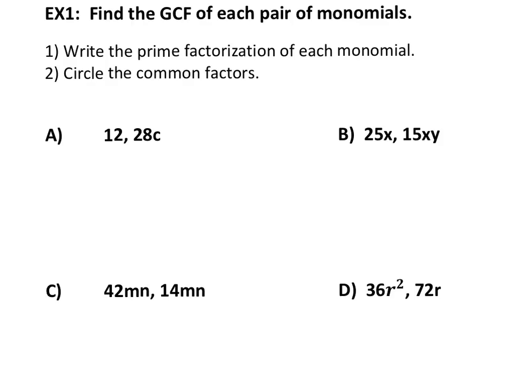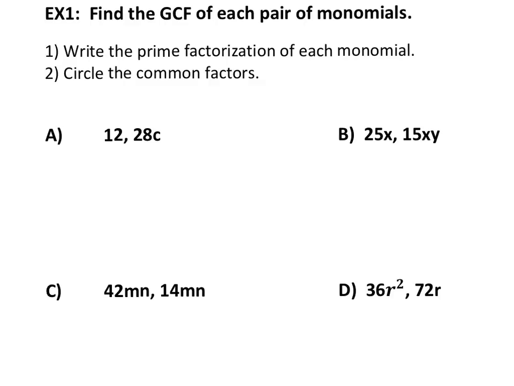So let's take a look at a few examples. Find the GCF, or the greatest common factor, of each pair of monomials. And again, a monomial is simply a single term, and our first step is to write the prime factorization of each monomial. Prime numbers are numbers that are only divisible by themselves and 1. And then step number 2, circle the common factors.